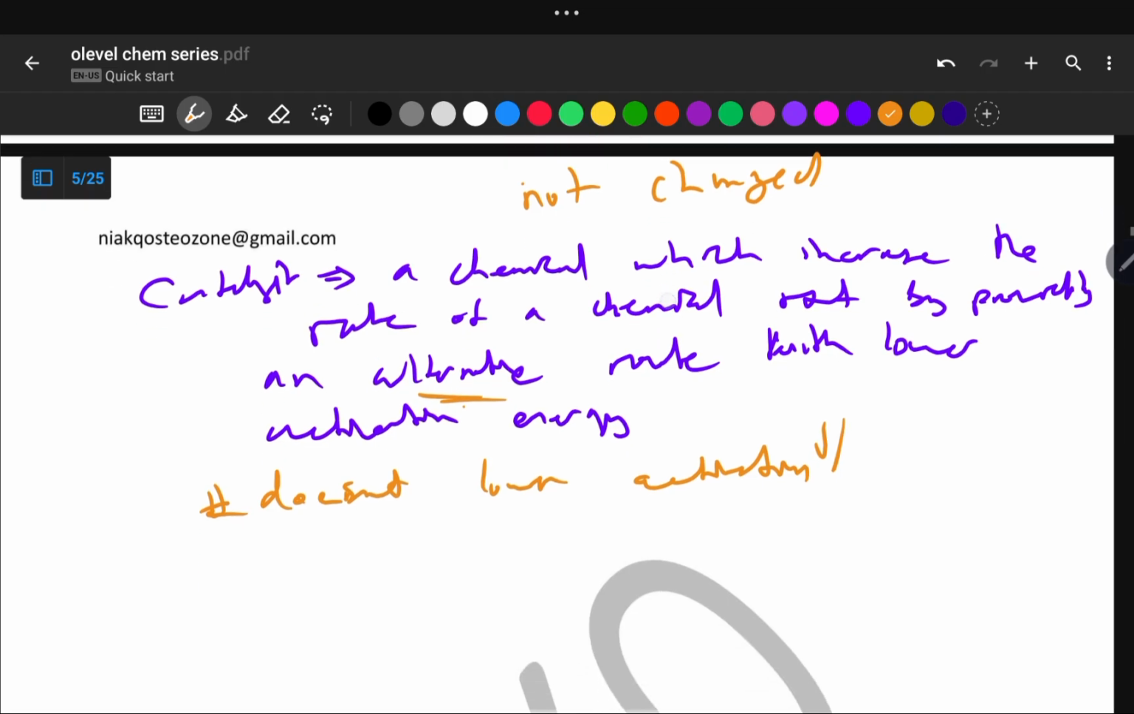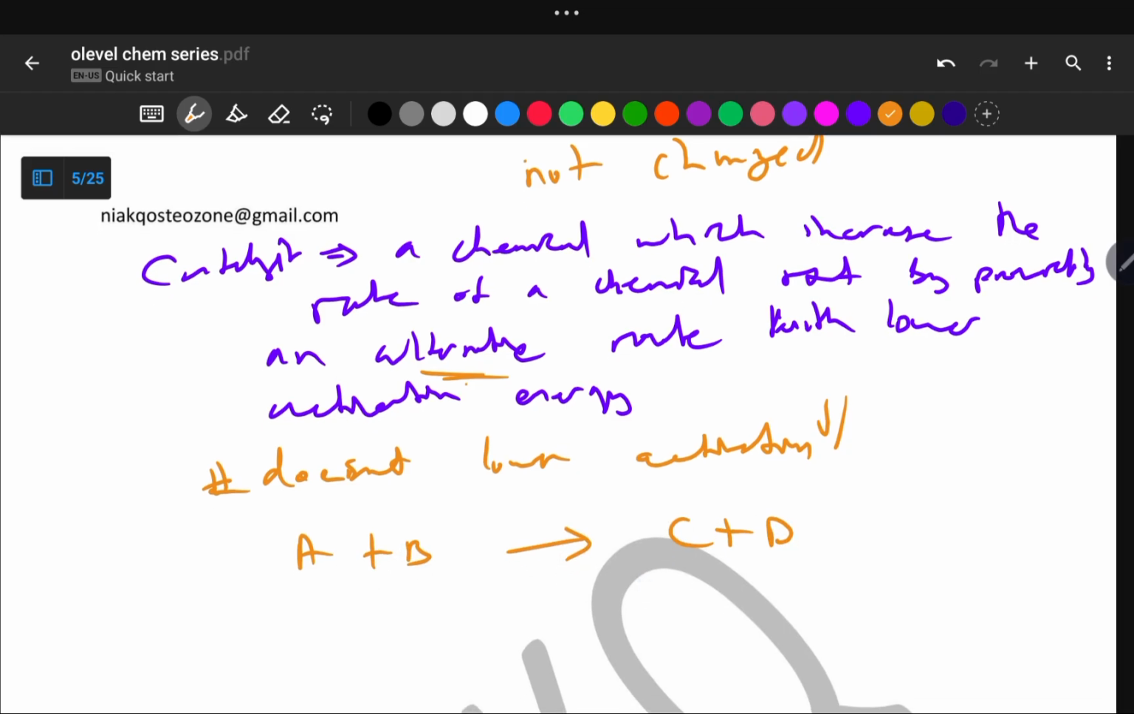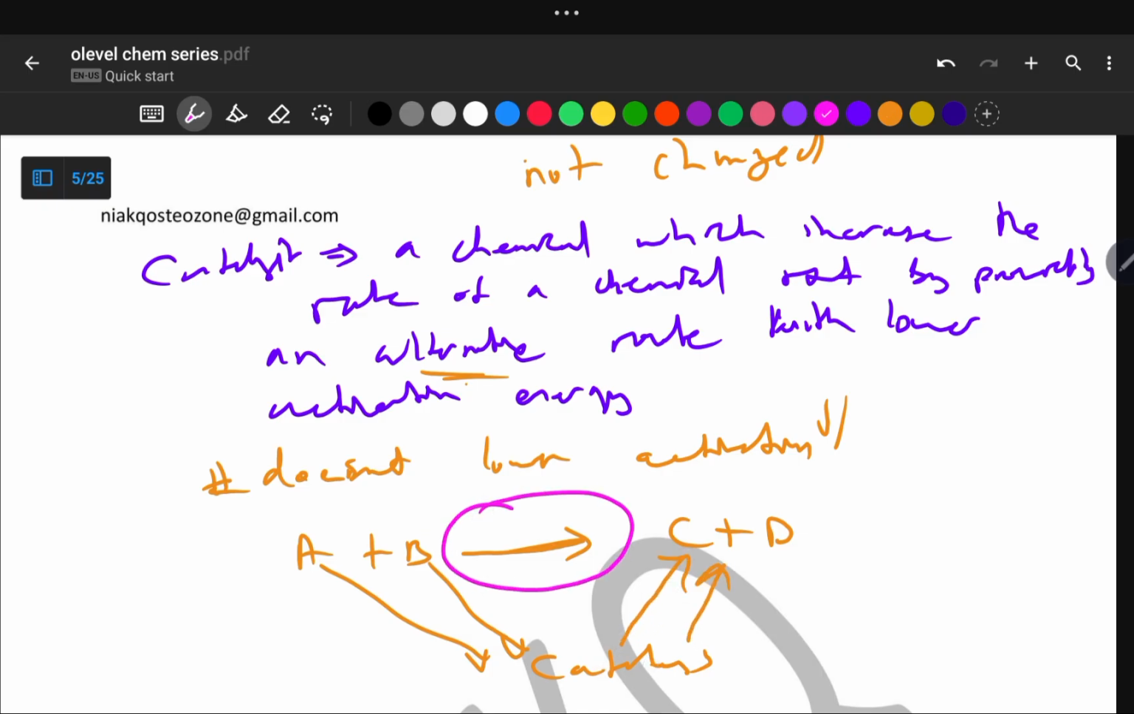Let us say we're having this reaction mechanism, A plus B producing C plus D, and the reaction is proceeding in this direction. So a catalyst will be here. This will react in this direction, and then the products are going to be formed in this direction. We have avoided this straight route. So this is the alternative route with lower activation energy. Are we together? So this is what you need to understand for a catalyst.